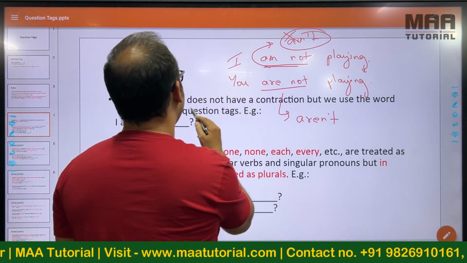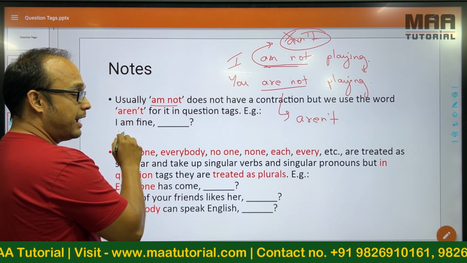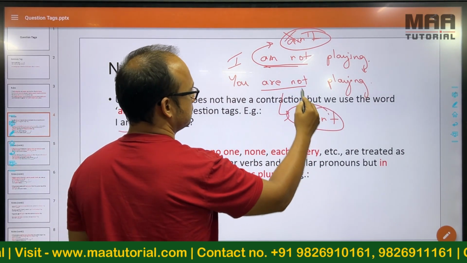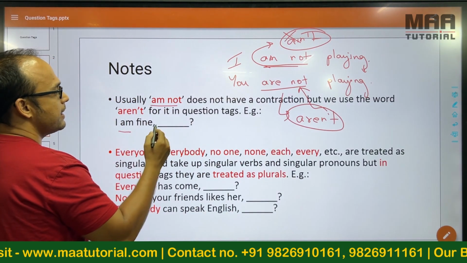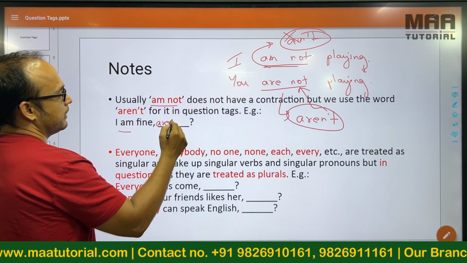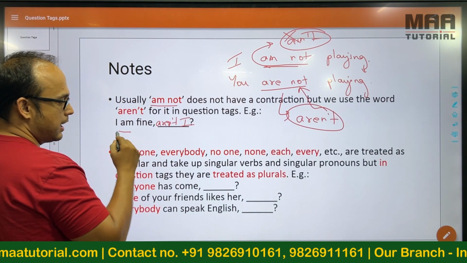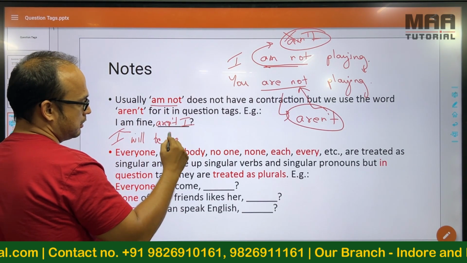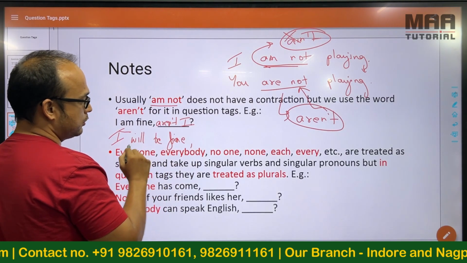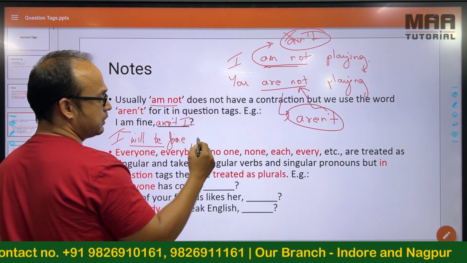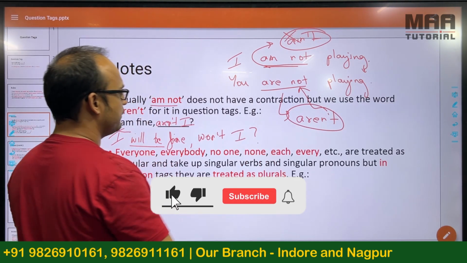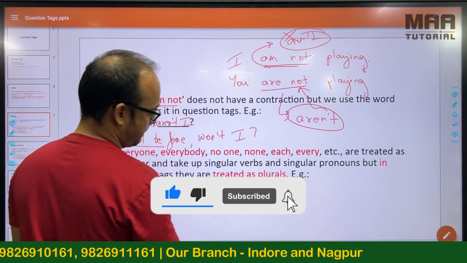So when am is in the main sentence, then in the question tag you can use aren't. So here what will it be? I am fine, aren't I? And if it is I will be fine, then the negative of this will not be aren't, so won't I. I will be fine, won't I?